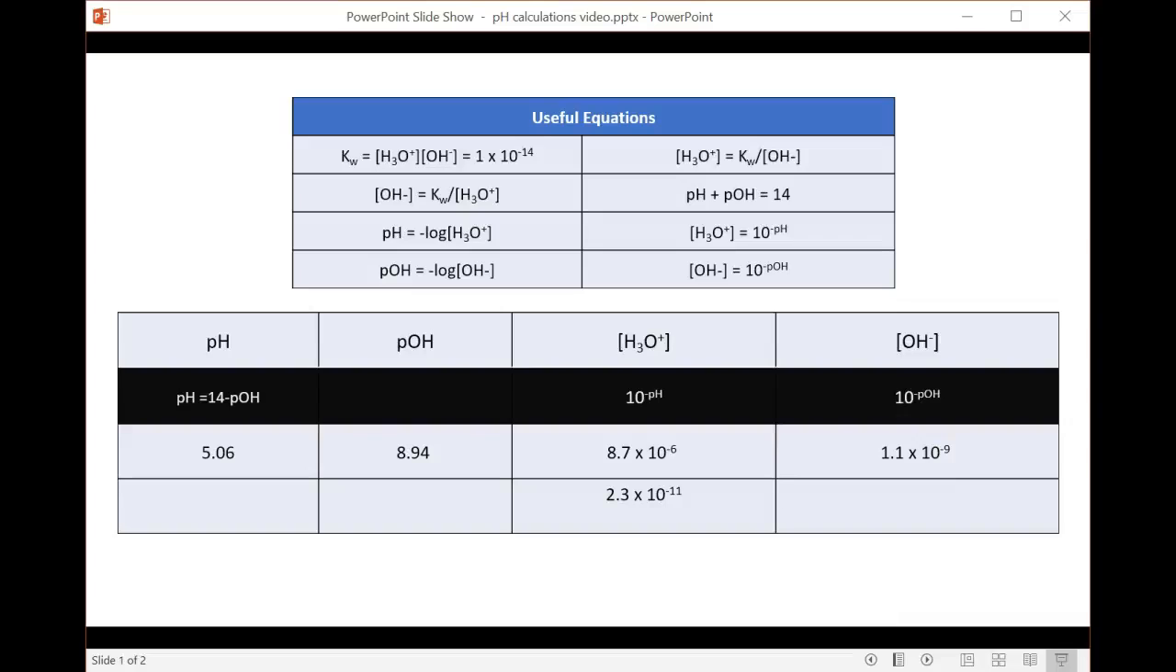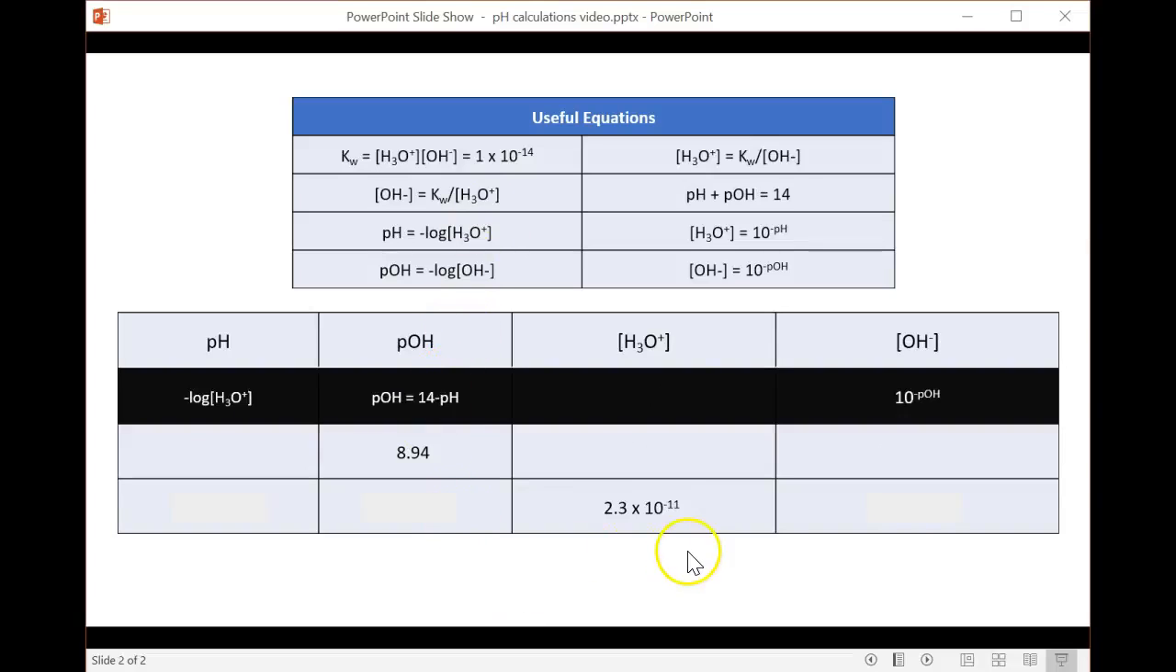To do a check, you could always add these two together, make sure they equal 14, and multiply these two together, and they should equal 1 times 10 to the negative 14th. Now, your calculator might be off a tiny bit on both of those, but I think you should be pretty good to go if you want to do that for a check.